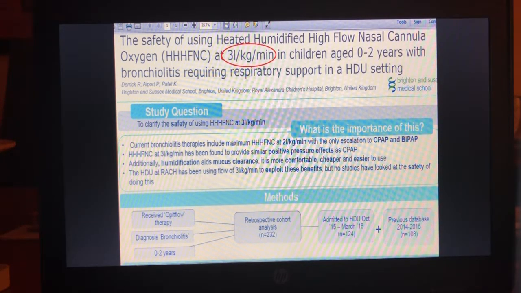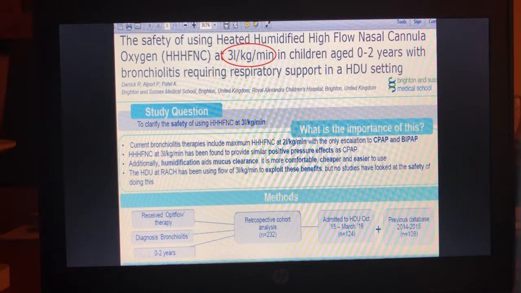But what we did was we started by trying a few children and stepping them up from 2 to 3, just while we waited to get our CPAP ready. It was as simple as that. And while we were waiting, we noticed that for a significant proportion of them, they didn't seem to need to go to CPAP. Their work of breathing improved, maybe the respiratory rate reduced, the heart rate reduced, maybe the oxygen requirements came down, and so we thought we would look into this a bit more.